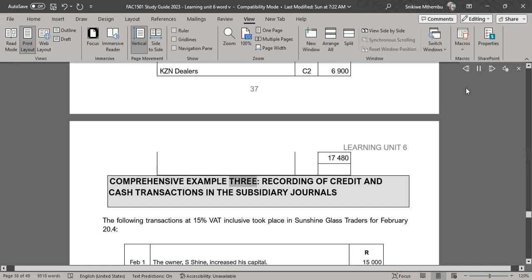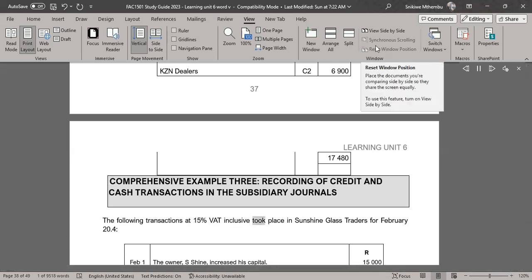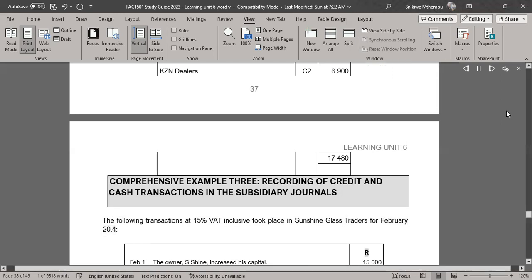Comprehensive Example 3, Recording of Credit and Cash Transactions in the Subsidiary Journals. The following transactions at 15% VAT inclusive took place in Sunshine Glass Traders for February 20.4.